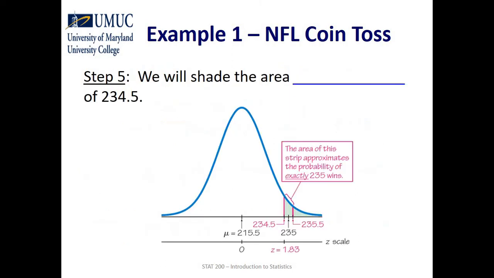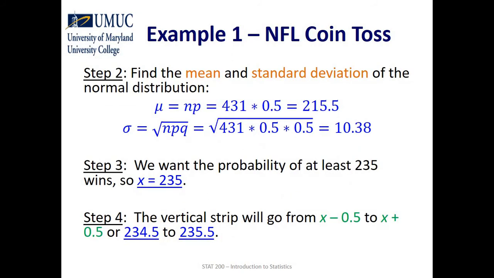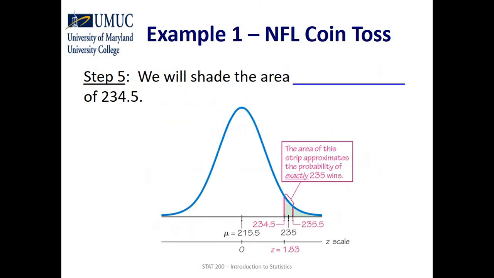All right. Now, again, what did we want? We want the probability of at least 235 wins. So that's including 235, which means we're going to shade the area to the right of 234.5. So we want all this area down here in green. This area here in the middle is the area of exactly 235 wins. Just this right here.